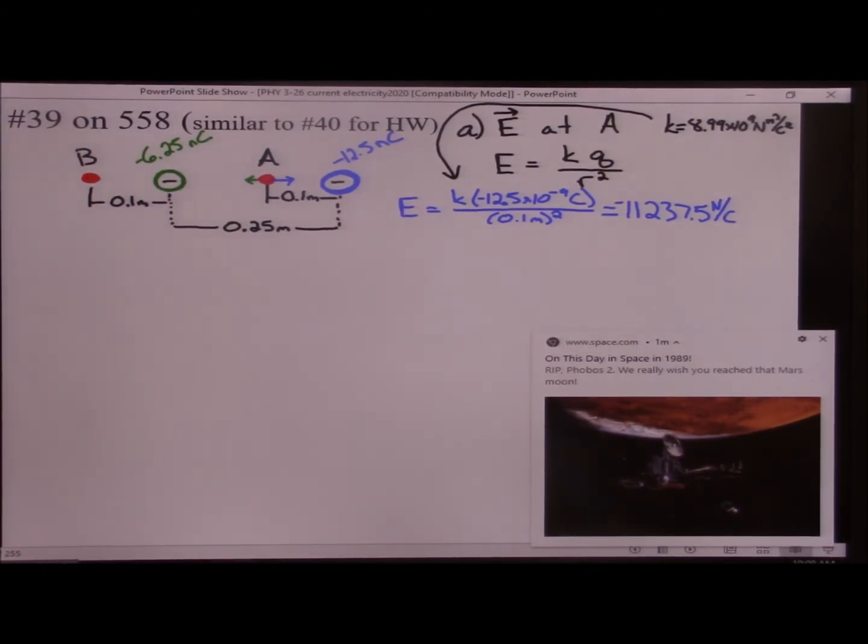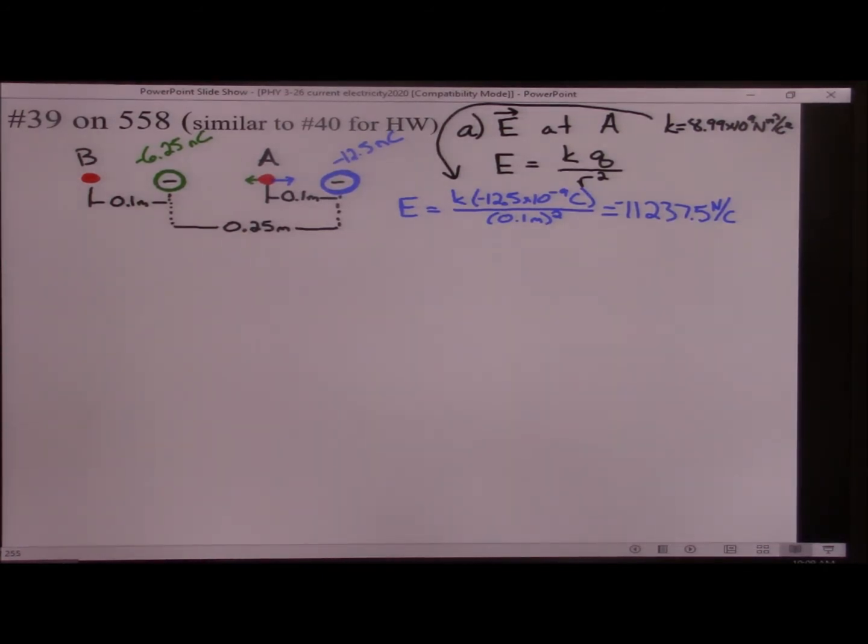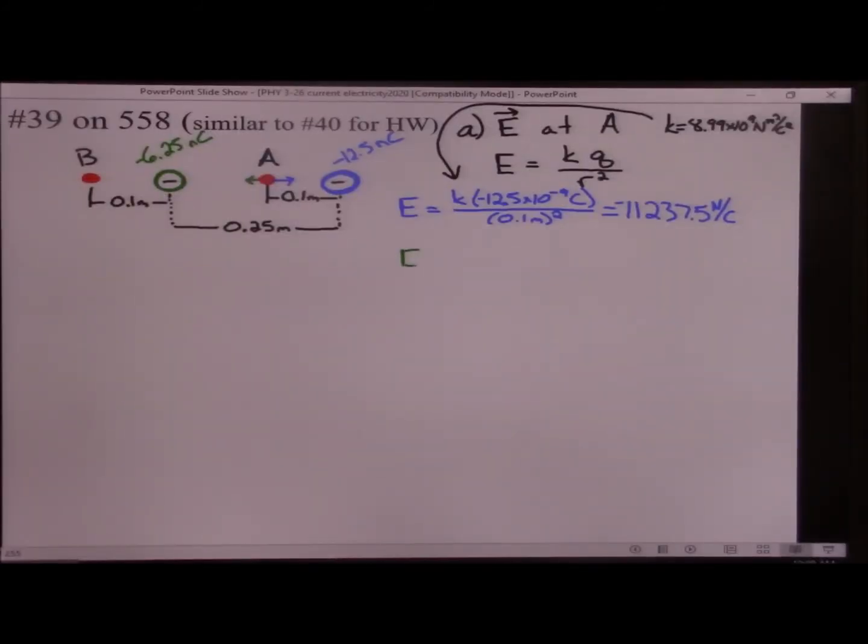All right, then we do the exact same thing. We're going to do the exact same thing for the other charge. Again, K, 8.99 times 10 to the 9th newtons meters squared per coulomb squared. It's just going to be plugged in there. But our charge is negative 6.25 times 10 to the minus 9th coulombs for nanocoulombs.